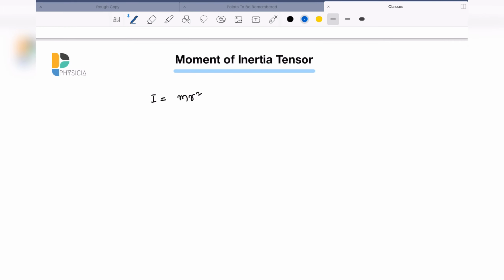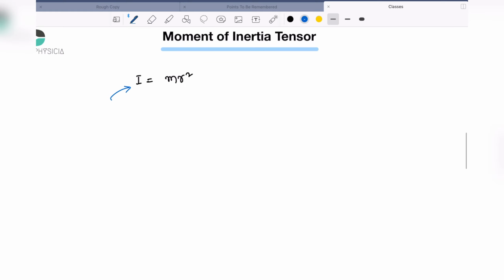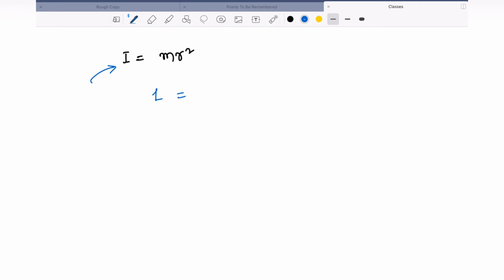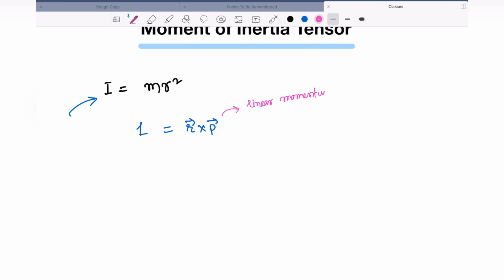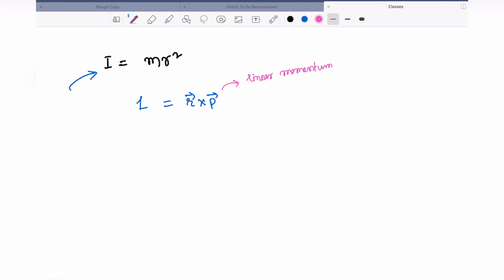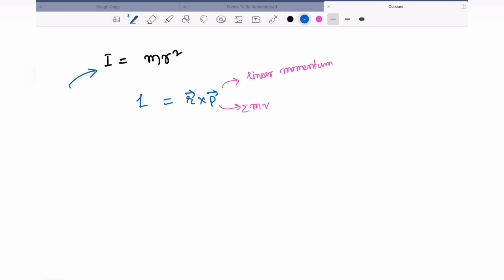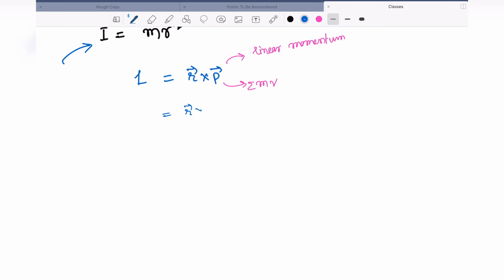We know moment of inertia is denoted by I, and it is given by mass times distance squared. Now we are going to see it in terms of a tensor. We can derive the moment of inertia tensor from the angular momentum, which is given by L as r cross p, where p is the linear momentum and it is given by mv. We can also write the summation of r cross m v, where v is a vector.